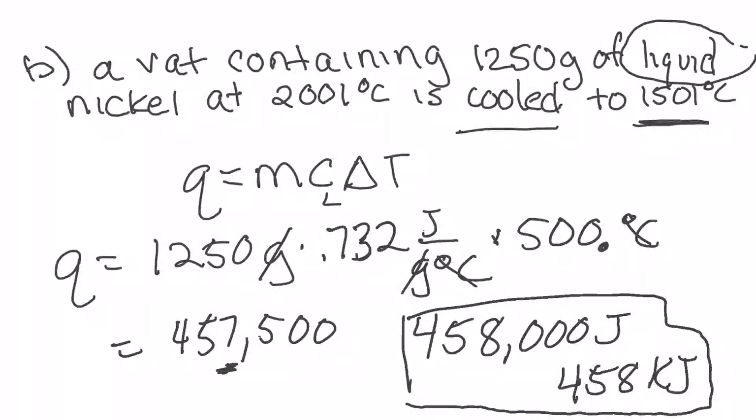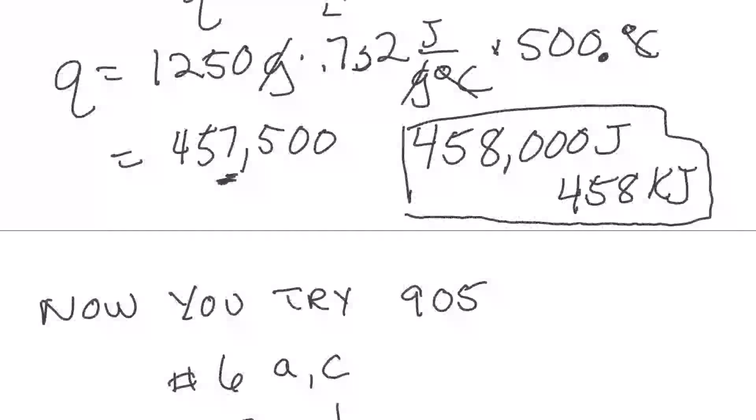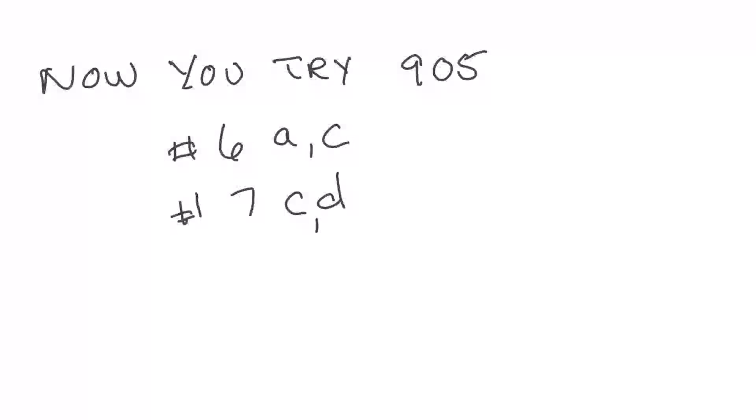So hopefully you wrote those down. If not, rewind and write the answers so you have some to look back on while you do these in class. So now it's your turn. Go ahead and finish on page 905. Do problems 6, A, and C. And then since I did A and B, go ahead and finish problem 7, C, and D. And give it a good try.